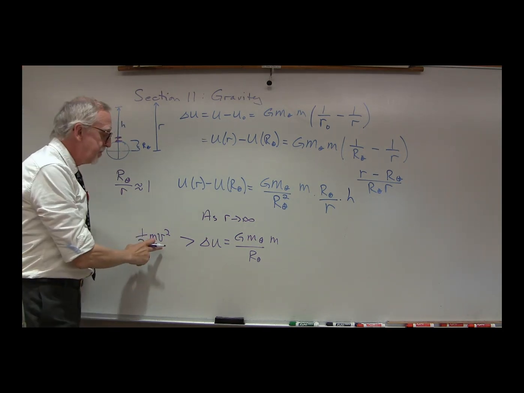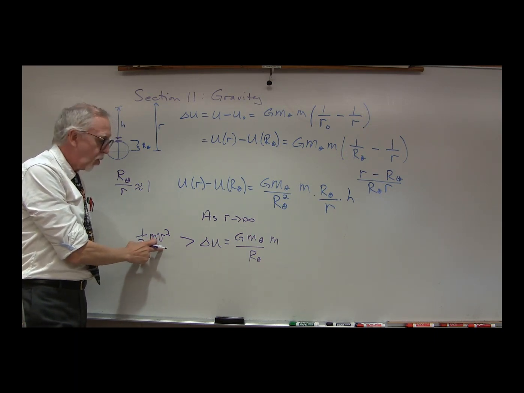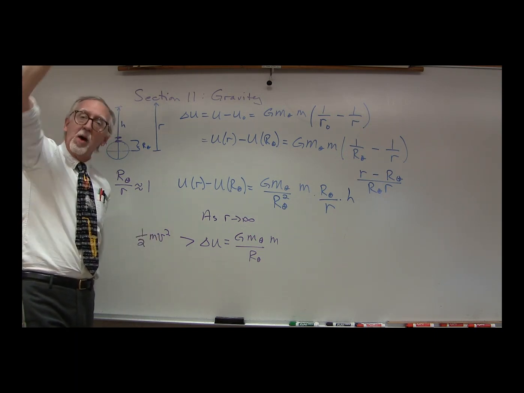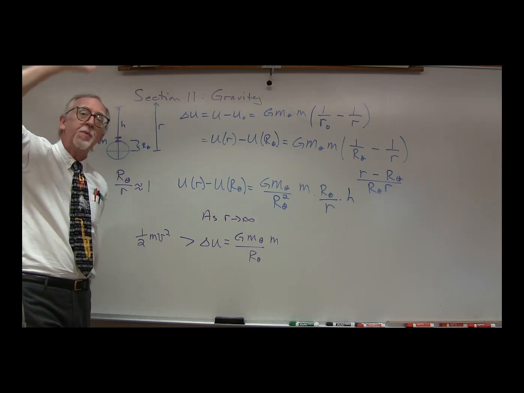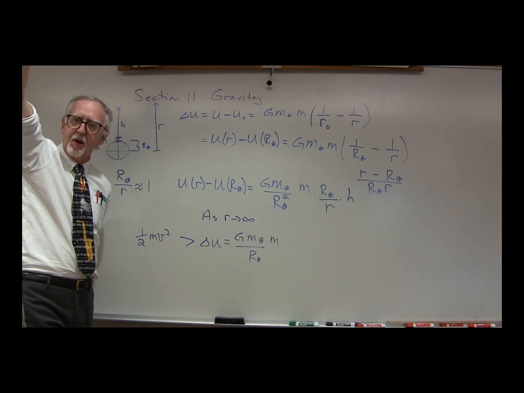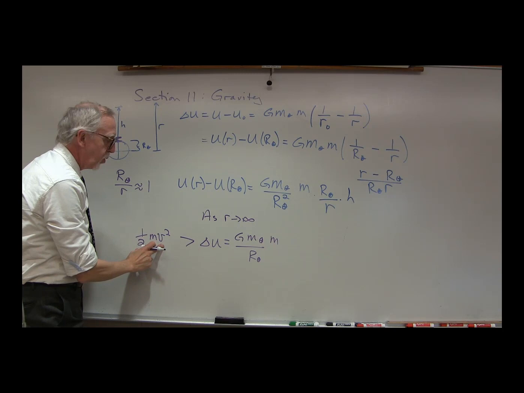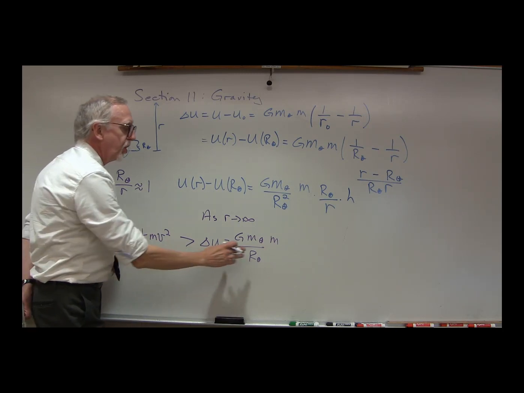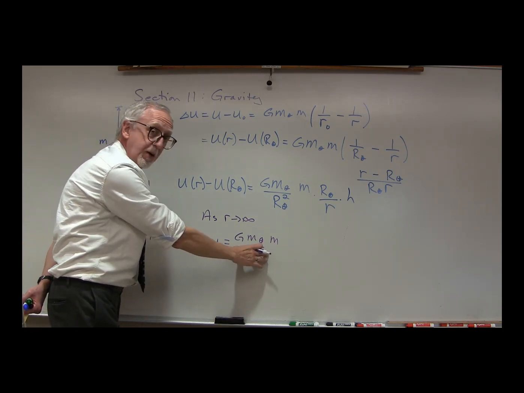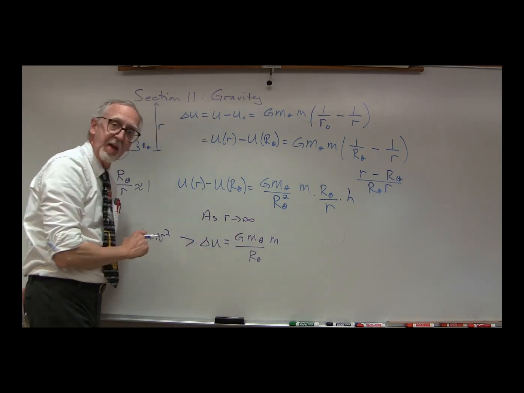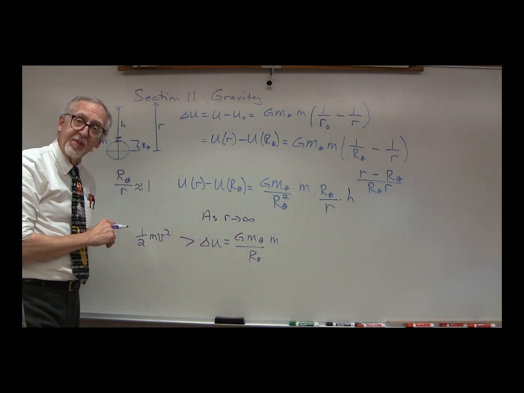Well, what's the minimum velocity that we would need in order to get the object away from the Earth and out into space, essentially infinitely far away? It would be when this quantity, 1/2 mv squared, were equal to this G mass Earth over the radius of the Earth, times m. Let's do that and let's figure out what that velocity is.